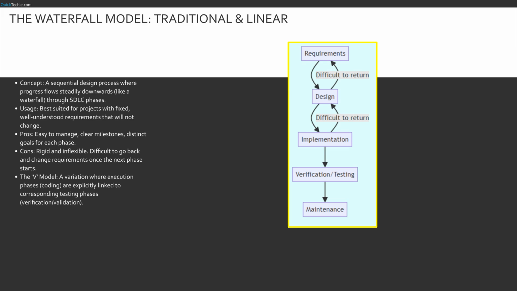This diagram illustrates the cascading nature of waterfall. Requirements flow into design, which flows into implementation, then verification, and finally maintenance. The upward arrows show that while returning to a previous stage is possible, it is difficult and often costly, represented by the resistance in the flow. The structure mandates that you get it right the first time.